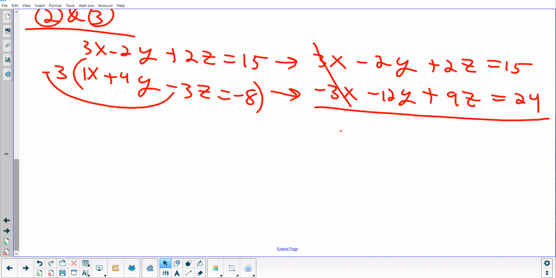Negative 14. Yep. Y. So negative 14y. Now my z's: 11z. 11z. And my constant? 39.